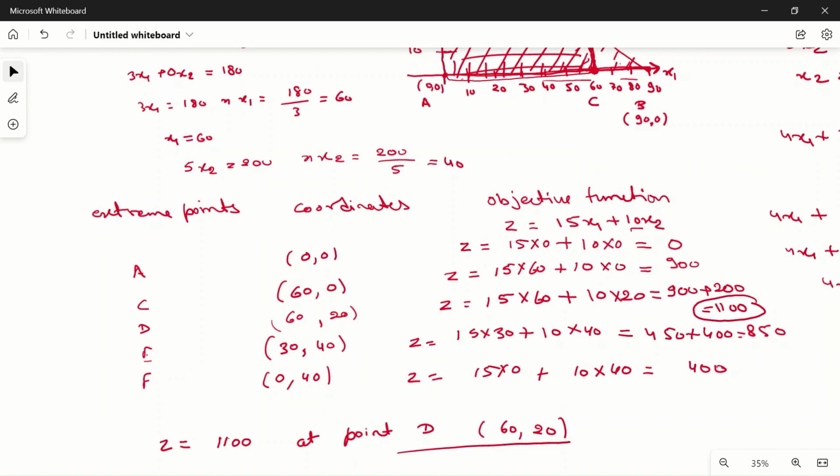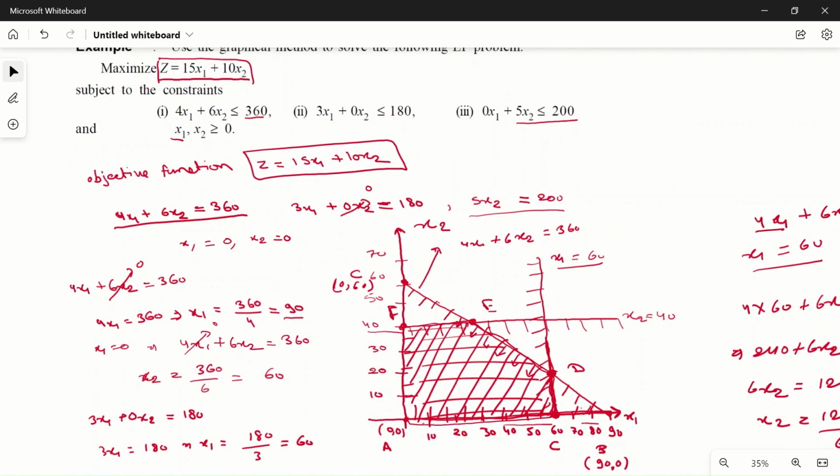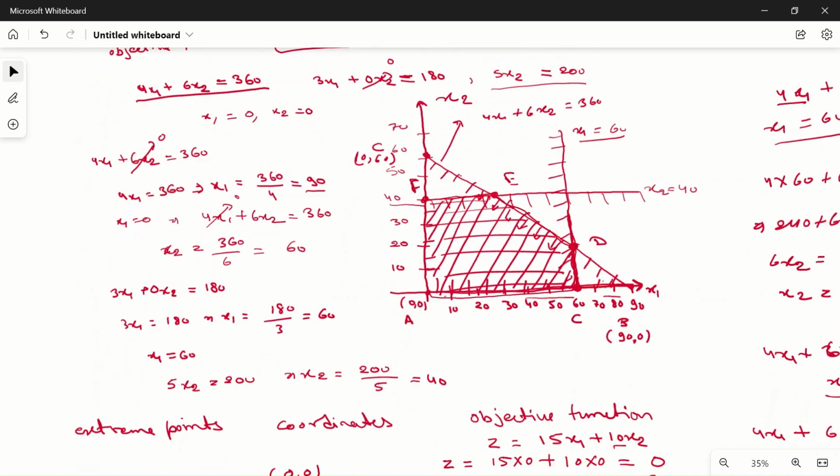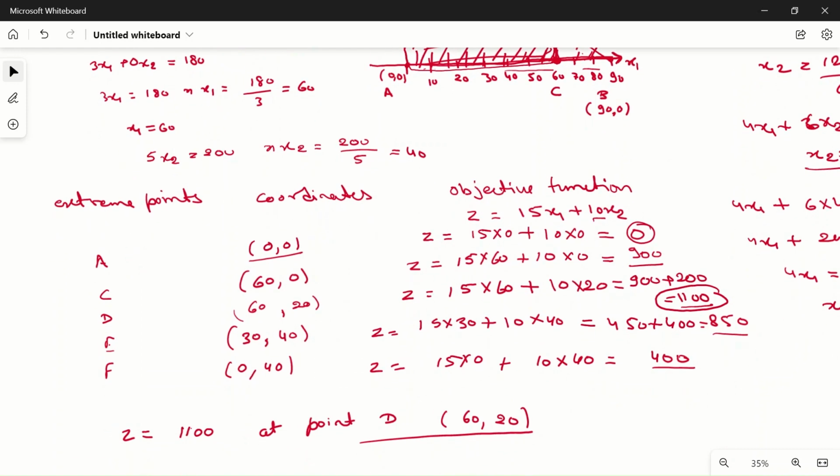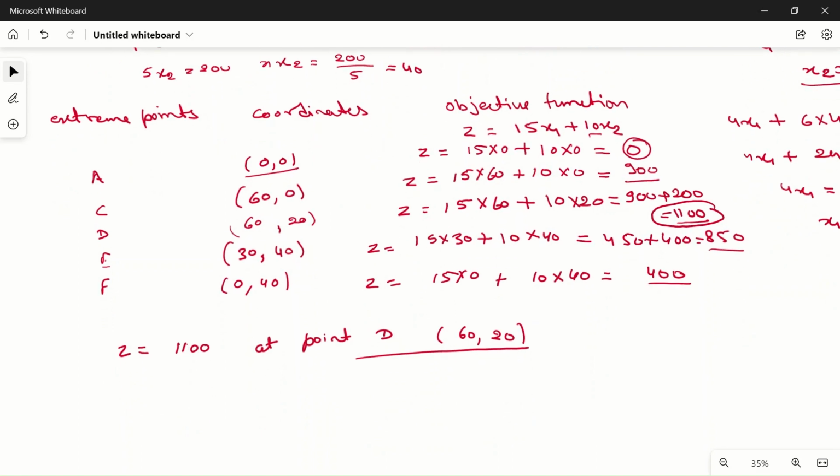So what does this mean? It means that there are two products A and B, x1 and x2, and these are the various constraints given. If you are producing 0 quantities of products x1 and x2, then you are getting profit 0. You are producing 60 quantities of x1 and 0 quantities of x2, so you are getting a profit of 900. You are producing 60 quantity of product x1 and 20 quantity of product x2, then you are getting a profit of 1100, and similarly at 30 and 40 it is 850. So this solution means that if you are producing 60 and 20, x1 is equal to 60 and x2 is equal to 20, then you are getting the maximum profit of 1100. So this is our maximization problem. You have maximized your profit.